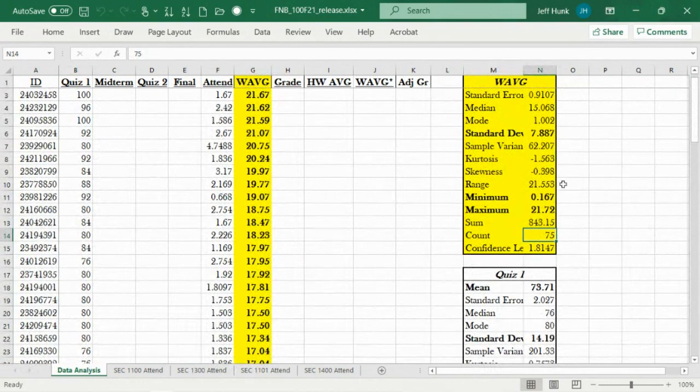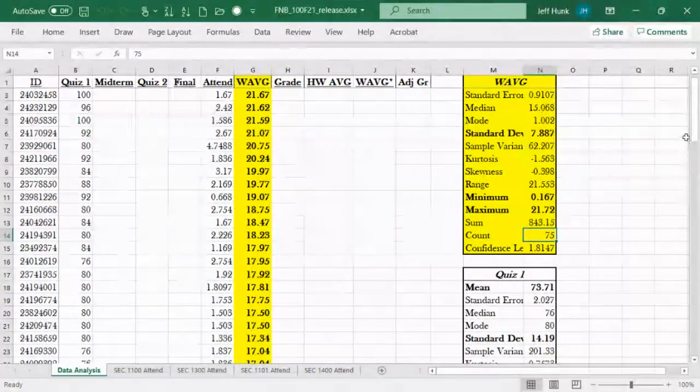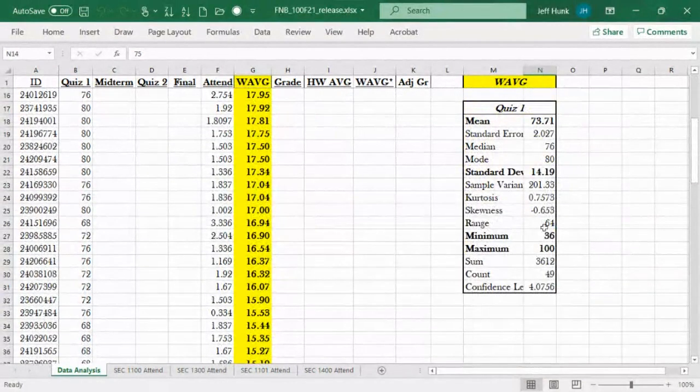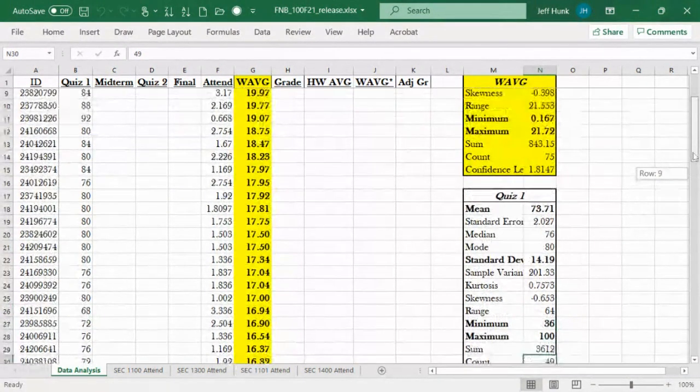The total head count for weighted average was 75, right? For quiz one alone, the mean was 73, 71, almost 72. Maximum 100, minimum 36. The head count was 49.